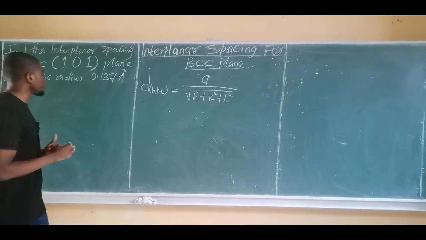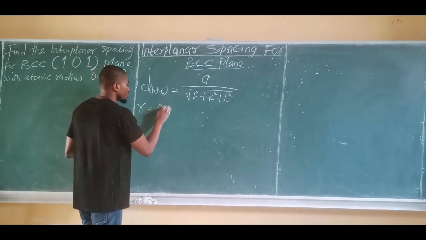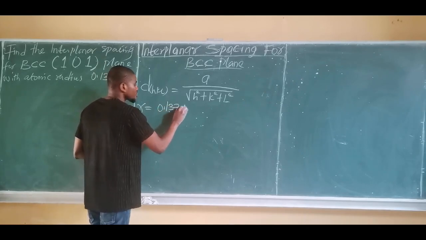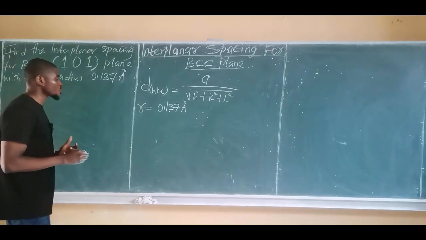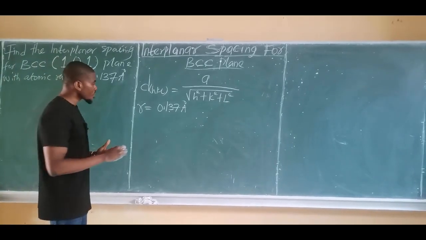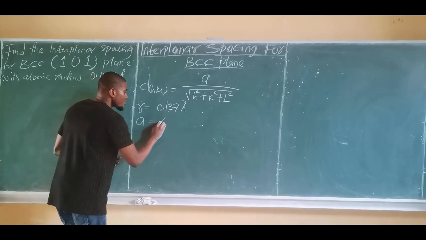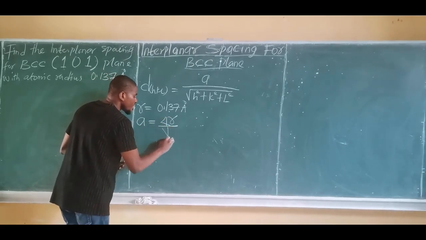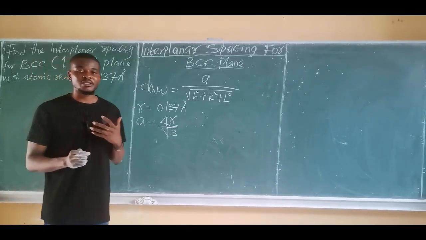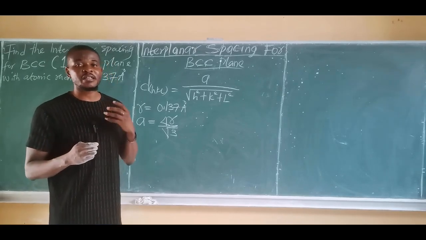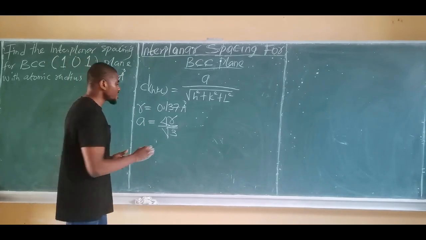Okay, now we are given in this question that the atomic radius r is equal to 0.137 Armstrong units. And we know that for BCC structure, which is the body center cubic structure, the relationship between a lattice constant and radius is given simply as 4r all over root 3. Always keep this in mind. The relationship between a lattice constant and the atomic radius for a body center cubic structure is given as 4r divided by root 3. So let's find this lattice constant.